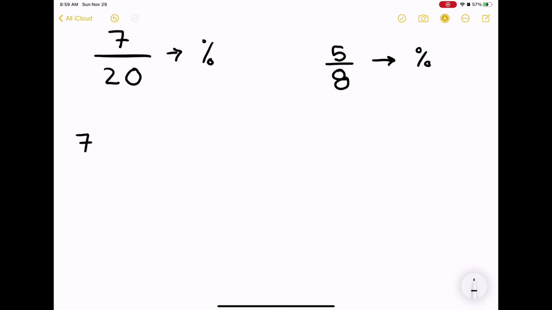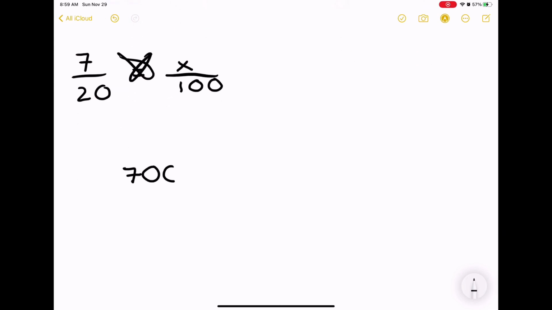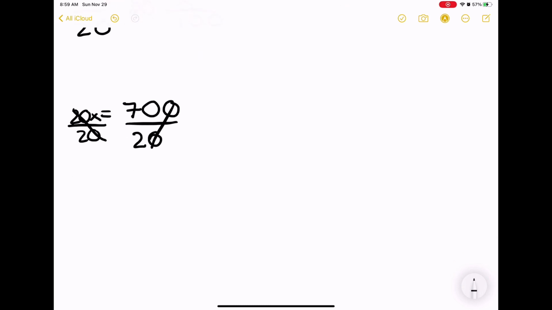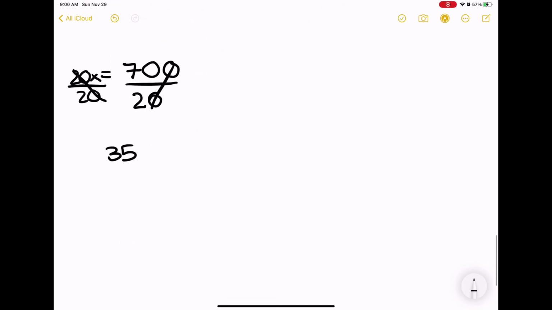Did you do it? Let's check if you got the right answer. So we're going to put 7 over 20 equal to x over 100, like a proportion. And if we do cross multiplication, we get 700 is equal to 20x. And if we divide both sides by 20 to isolate the x, we will get 35. And that means our answer is 35%. So 7 over 20 is equal to 35%.